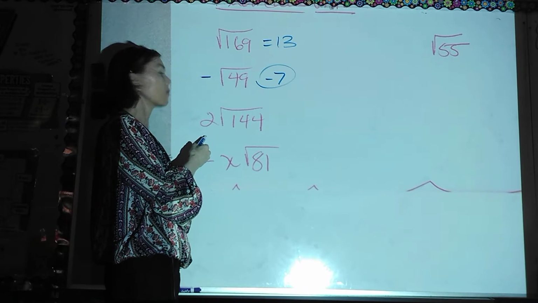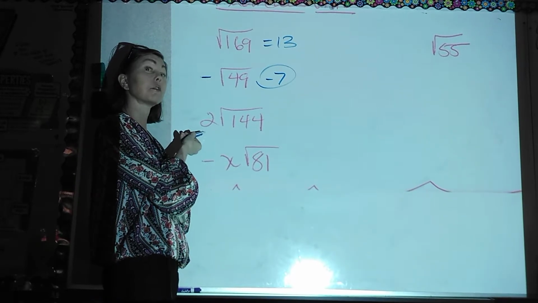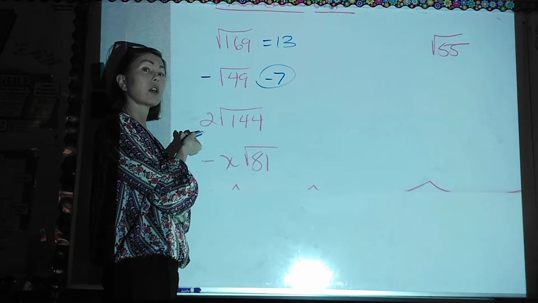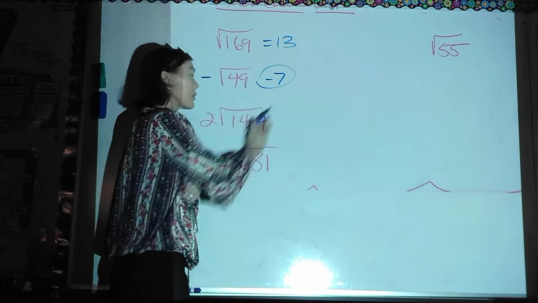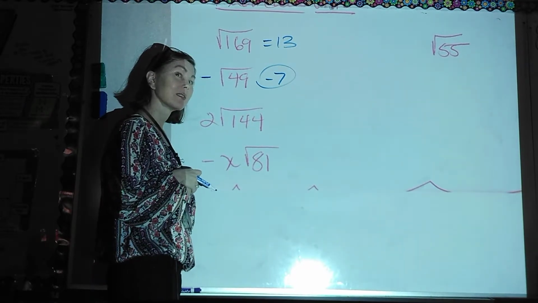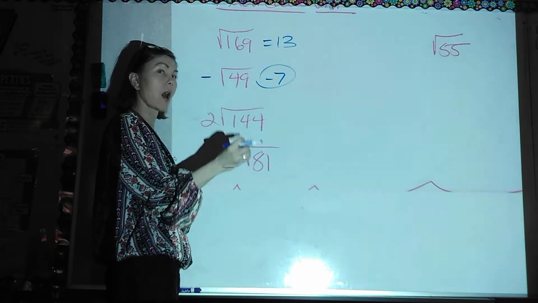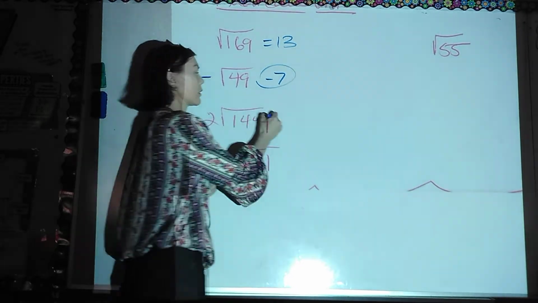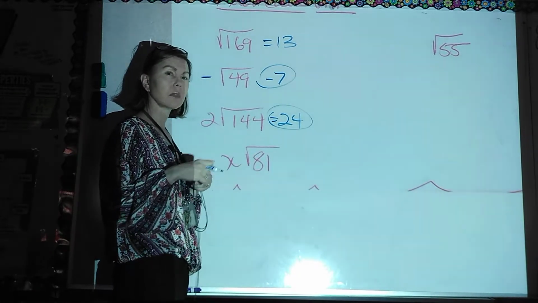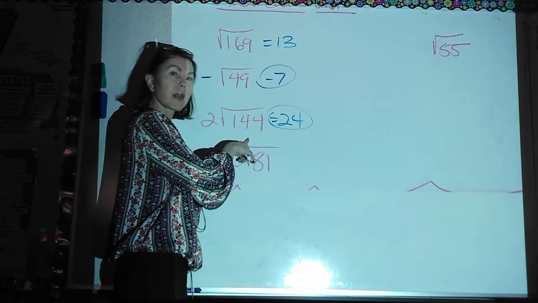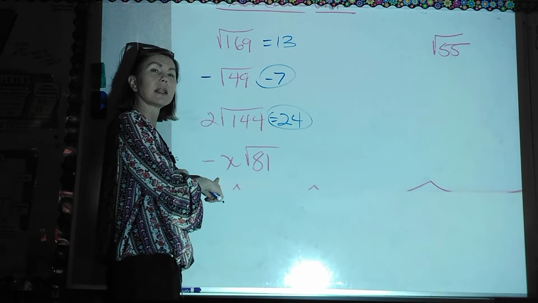Now we have 2 radical 144. This 2 right here in front of the radical tells me that this is going to be 2 times whatever the result of this is. Okay, so what's the square root of 144? 12. What's 2 times 12? 24, and you're done. Any questions about that? So when there's a number in front of it, that means you have to do 2 times whatever the result of that is.